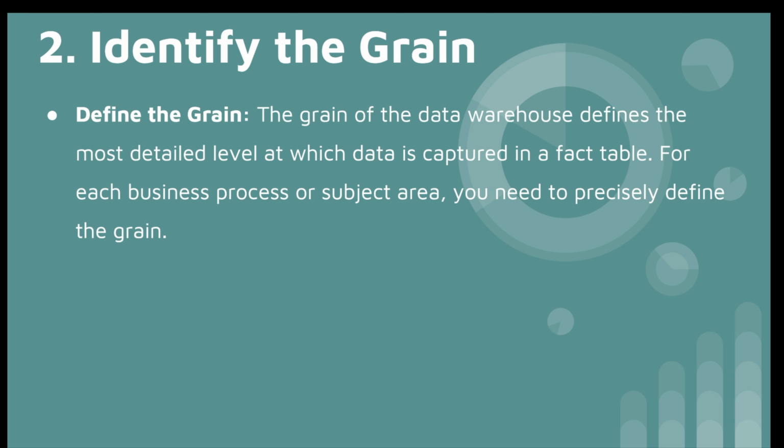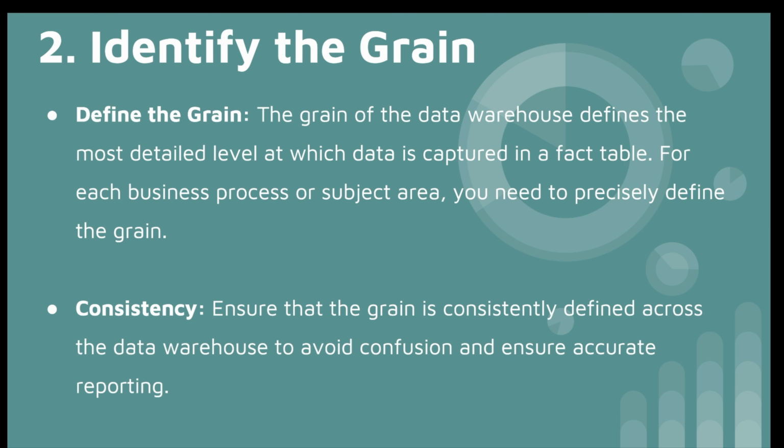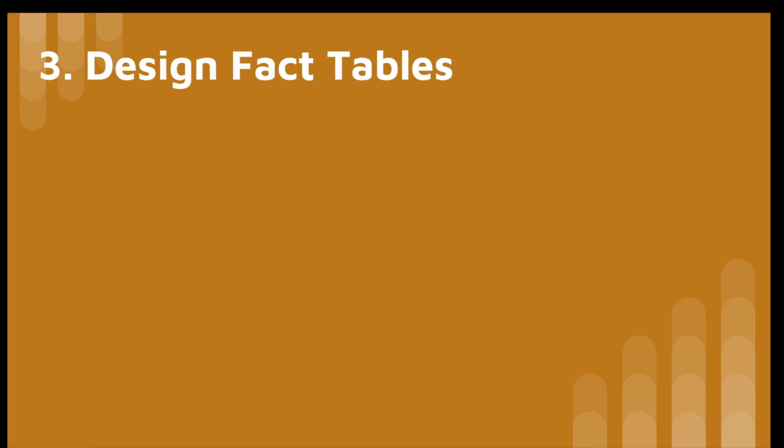Now, for each of the business processes, you need to identify precisely what each business process is going to need. When you are working with something like a sales data warehouse, a grain would be something like each line item being a sales transaction. Something like that could be applicable. Then consistency: you make sure that all the grains that are defined are consistent across the data warehouse so that you don't run into confusion and you ensure accurate reporting.